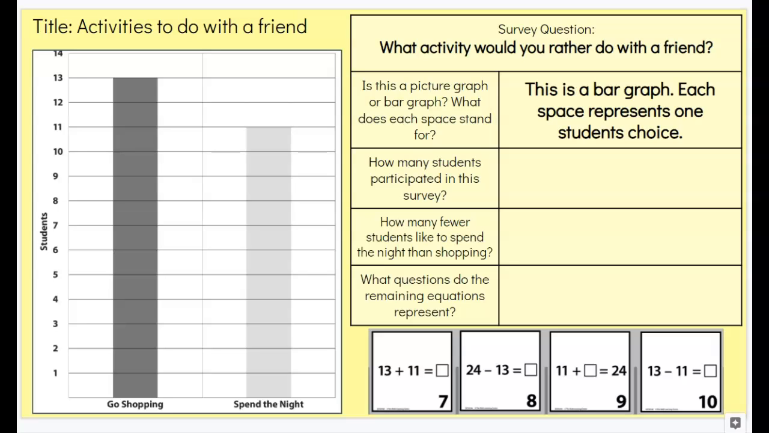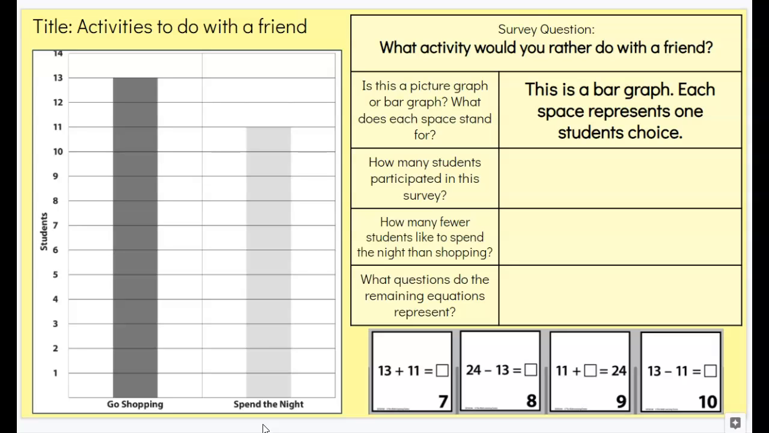Now, if you were thinking that those spaces represent one student's choice, give yourself a big pat on the back. That's exactly what they represent. We use our bar graphs to show how many students chose each option.